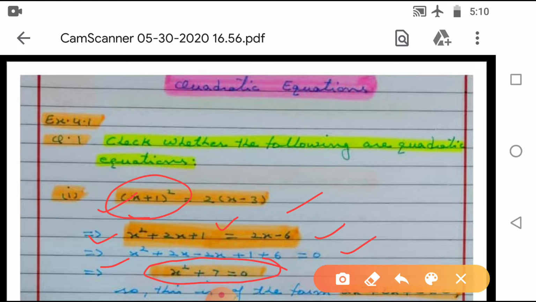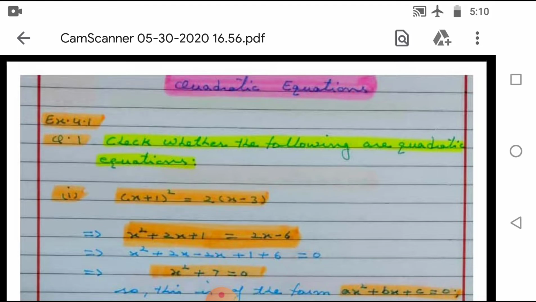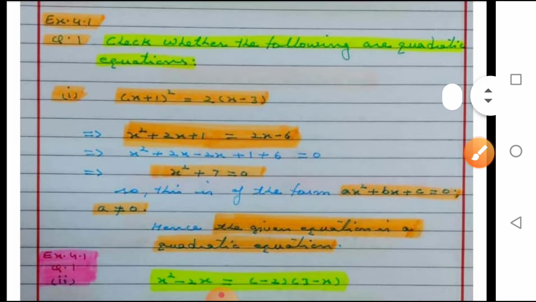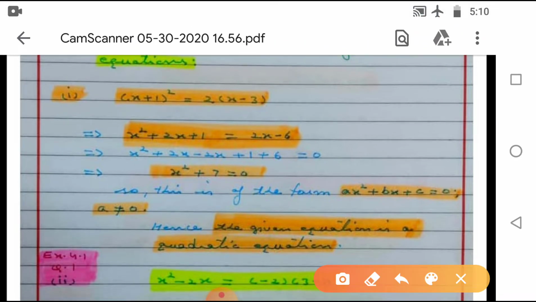X square plus 7 is equal to 0 is in the form of ax square plus bx plus c is equal to 0, where b is equal to 0 in this case. Since this equation is in the form ax square plus bx plus c is equal to 0, the given equation is a quadratic equation.